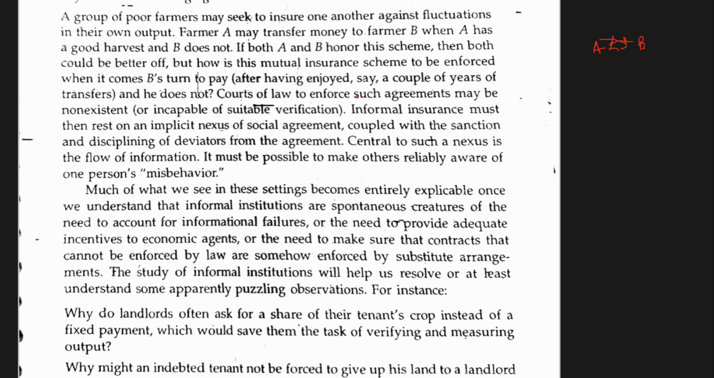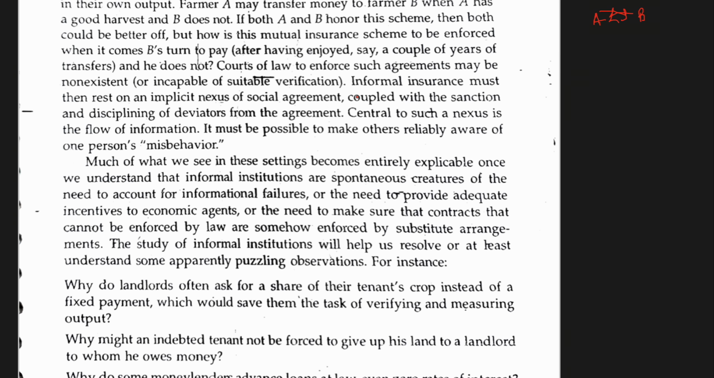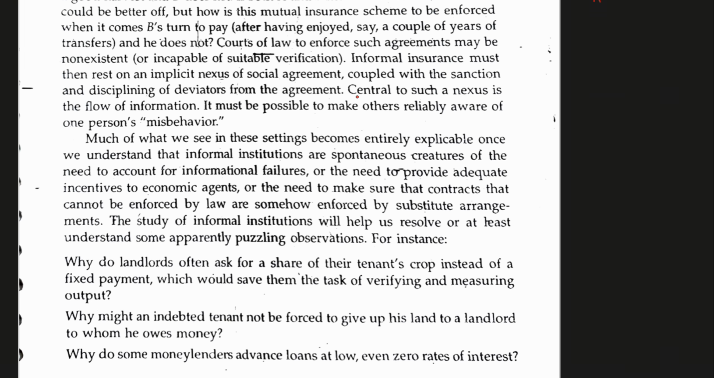But how is this mutual insurance scheme to be enforced when it comes B's turn to pay after having enjoyed, say, a couple of years of transfers and he does not? Courts of law to enforce such agreements may be non-existent or incapable of suitable verification. Informal insurance must then rest on the implicit nexus of social agreement because courts cannot enforce this, because it was not legally made proof of.